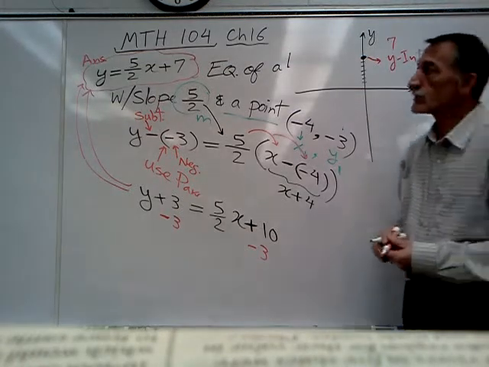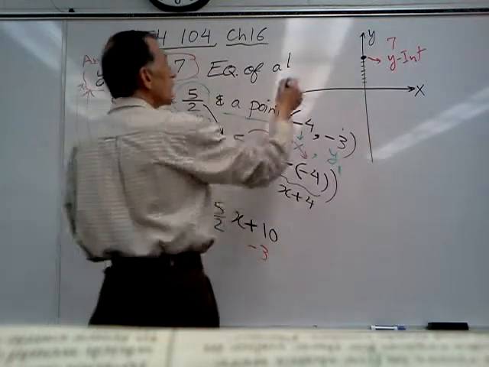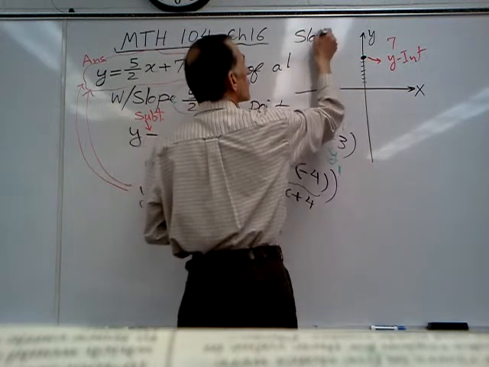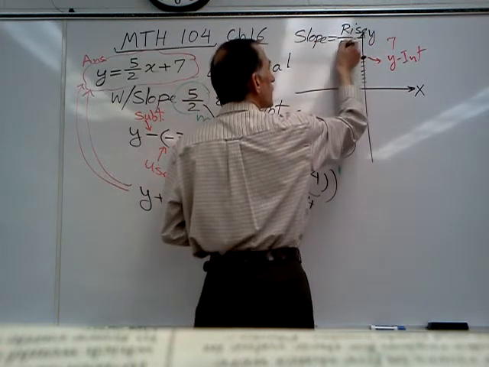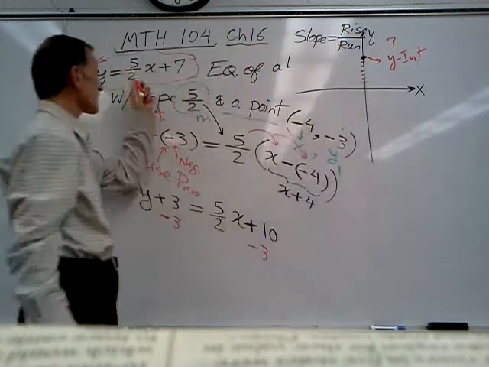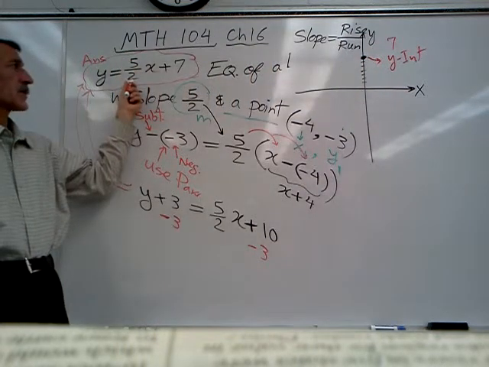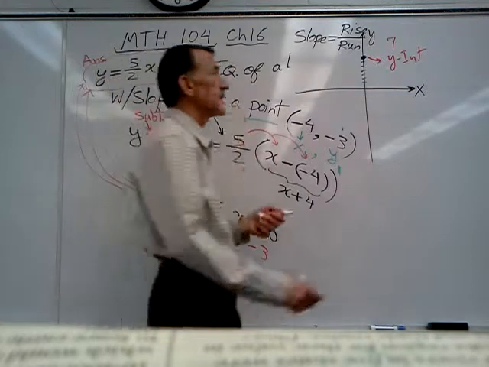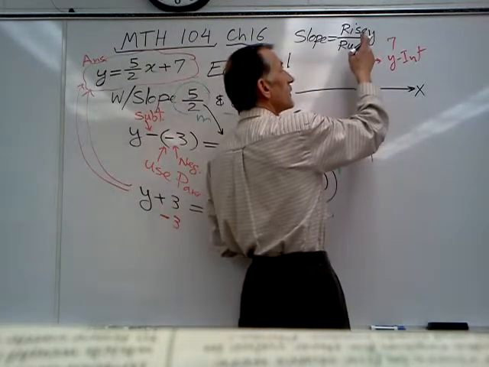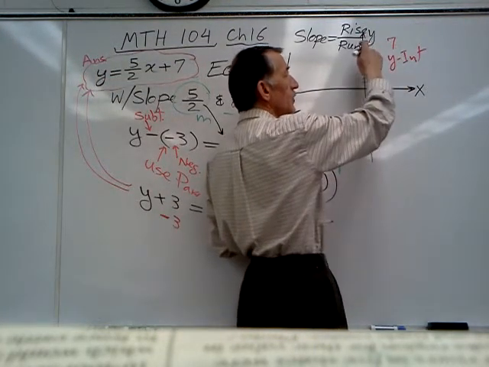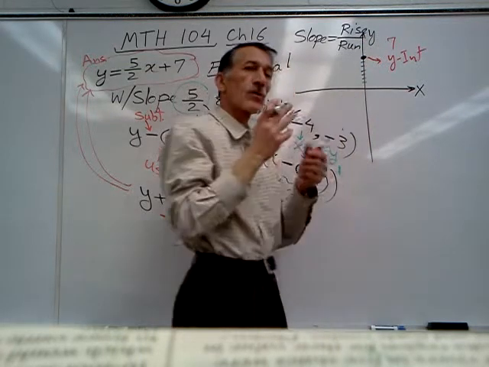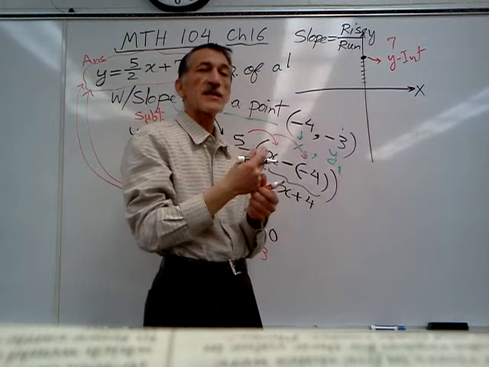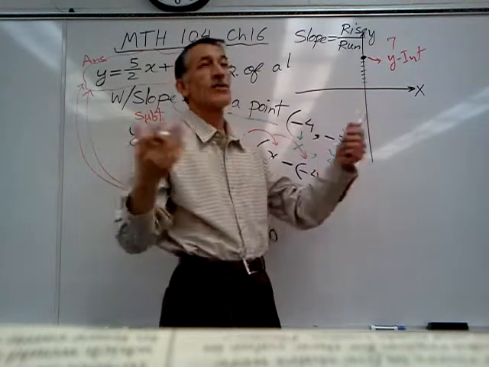Now, because the slope is 5/2, slope, you know, is rise over run, and rise is plus 5, and run is plus 2. Both of them are plus. That means you can either go up 5 and then right 2, or you can go down 5 and then left. Either way is fine, because if you go down, that's negative. If you go left, that's negative. Negative, negative cancel. You will have a plus 5/2.